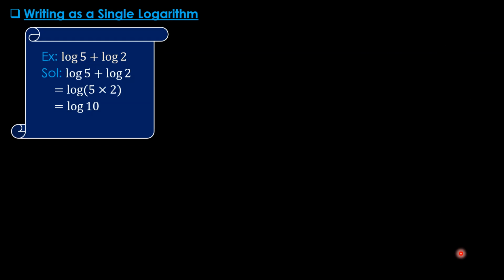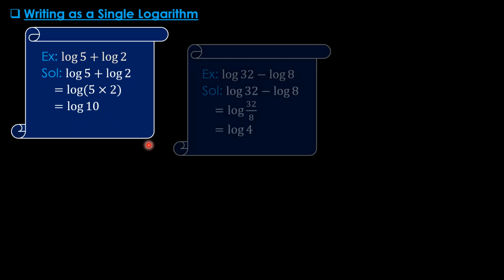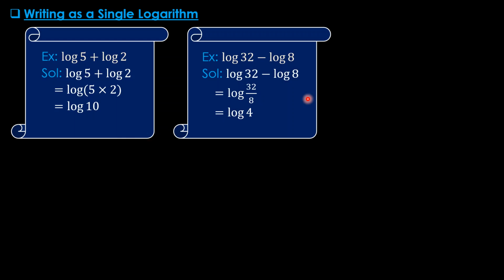Now writing as a single logarithm. So log 5 plus log 2, how can we write it in a single logarithm? Log 5 plus log 2 means we can write log 5 times 2, which is log 10. Log 32 minus log 8, so we can write log 32 divided by 8, which is log 4.